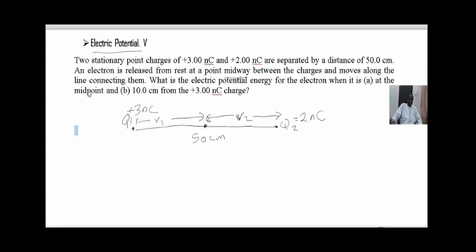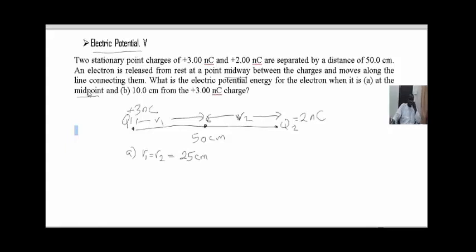To evaluate this, we look at the electric potential of Q1 at this point, and the electric potential of Q2 at this point. Since electric potential is a scalar quantity, we just add the two electric potentials at this point. In part A, we are talking about the midpoint, meaning that R1 equals R2 equals half of 50, which is 25 centimeters.